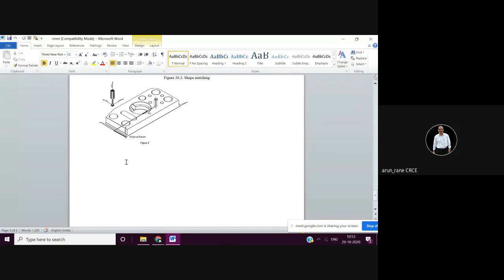Another important use of CMM is digitizing, that is digitization. Suppose you don't have a drawing and you received a profiled component, let's take the example of a mouse. Everybody has seen the mouse, and the mouse has a very nice contour, a very nice profile on top, and you don't have a drawing. Your boss tells you to make a drawing for this, but there are so many contours that how will you measure and put it on the drawing?